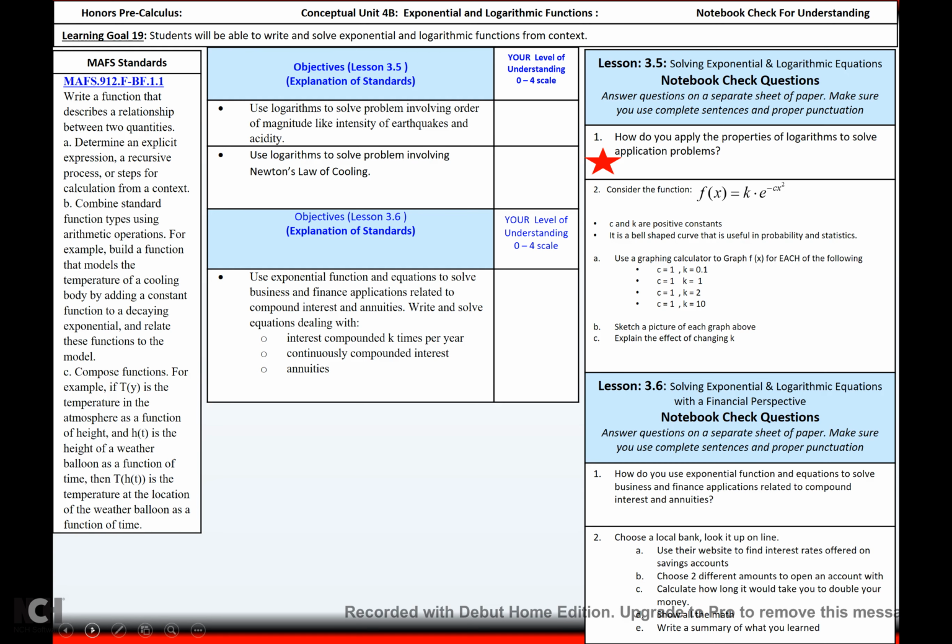Alright, so how do you apply the properties of logarithms to solve application problems? Well, look at what we did. We had to isolate and use natural logs to solve, right? We set up equations that involved logarithms, and then we got x alone.